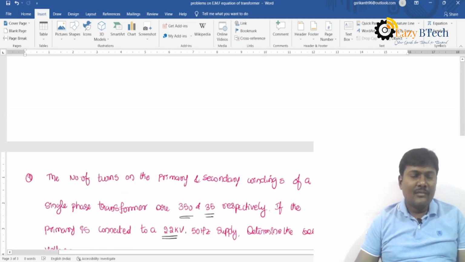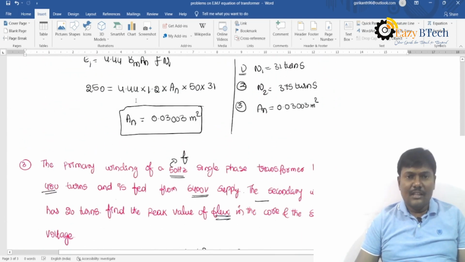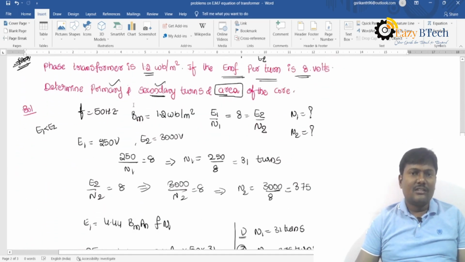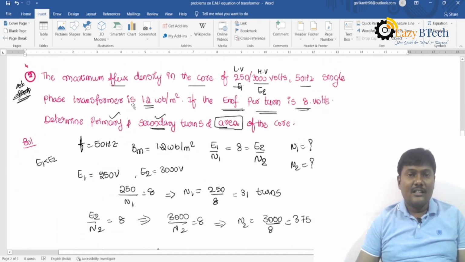Friends, from this EMF equation, definitely you may get 8 marks for derivation and 7 marks for the problem. And this type of question is repeated in university examinations many times.